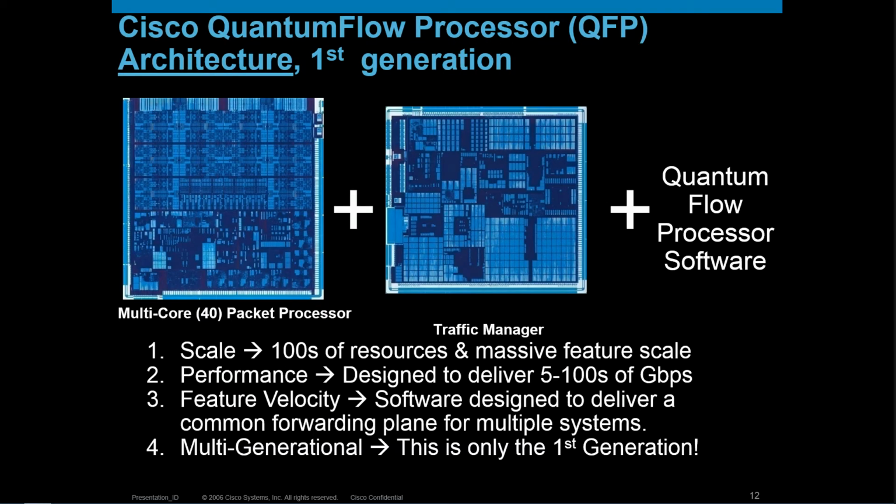The interesting thing that they did was the QuantumFlow processor, the QFPs. This is the first generation, and all this really did was it allowed for multi-core plus traffic manager to do better flow control.